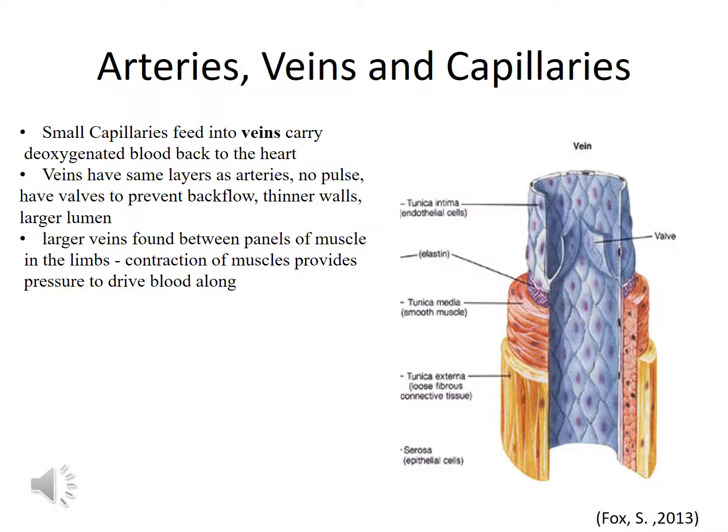Larger veins are found between the panels of muscles in the body and in the limbs. Contraction of these muscles help provide the pressure that pushes the blood along in the body.